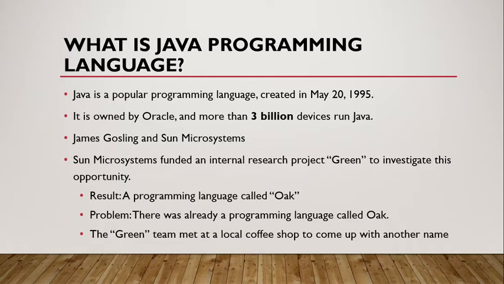Sun Microsystems funded an internal research project, Green, to investigate this opportunity. Result: a programming language called Oak. Problem: there was already a programming language called Oak. The Green team met at a local coffee shop to come up with another name.